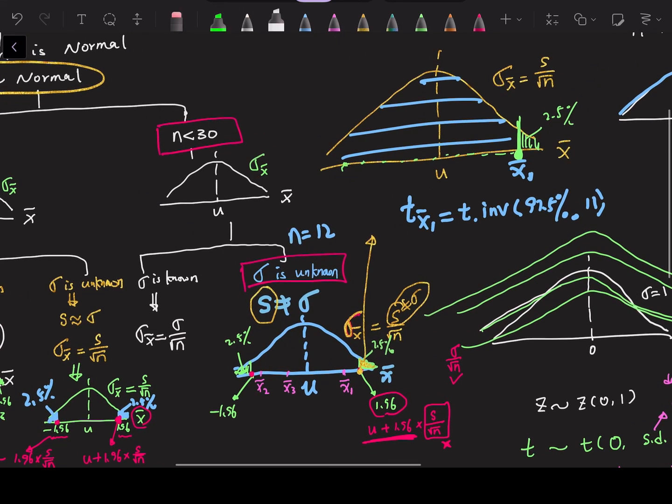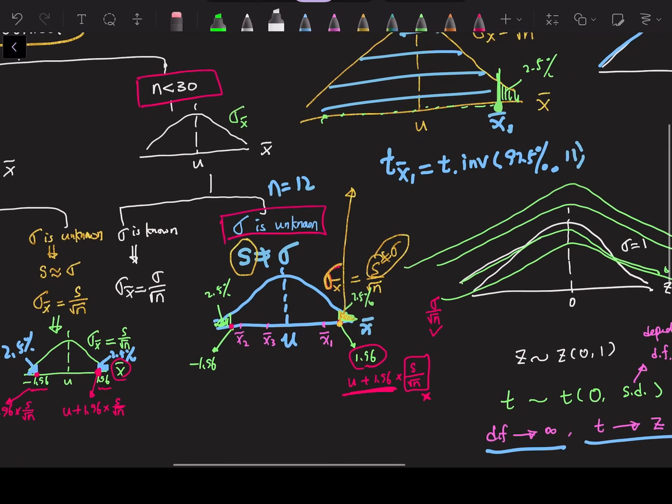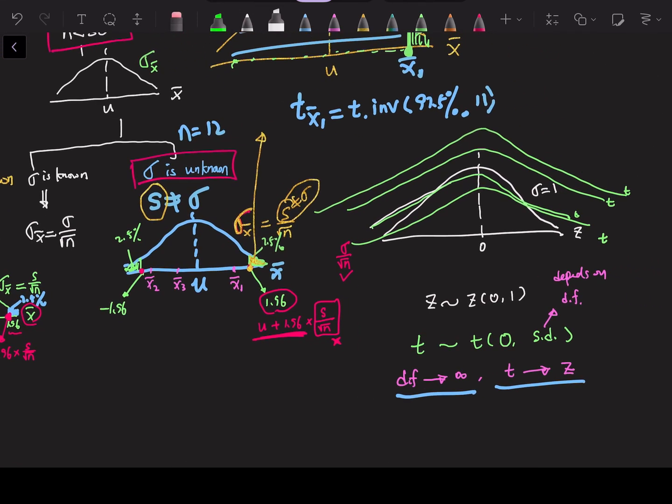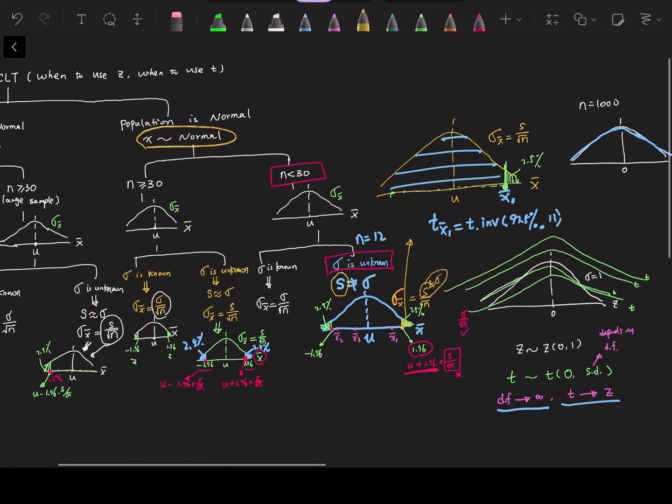Here I give you this Excel command to find the corresponding t value given a probability that x bar is in a range. So T.INV, and then the cumulative probability 97.5%, and 11 is the degrees of freedom because degrees of freedom is basically n minus 1 here. Another important thing to know is that as n, or degrees of freedom, approaches infinity, t approaches z. So that's when to use z and when to use t.